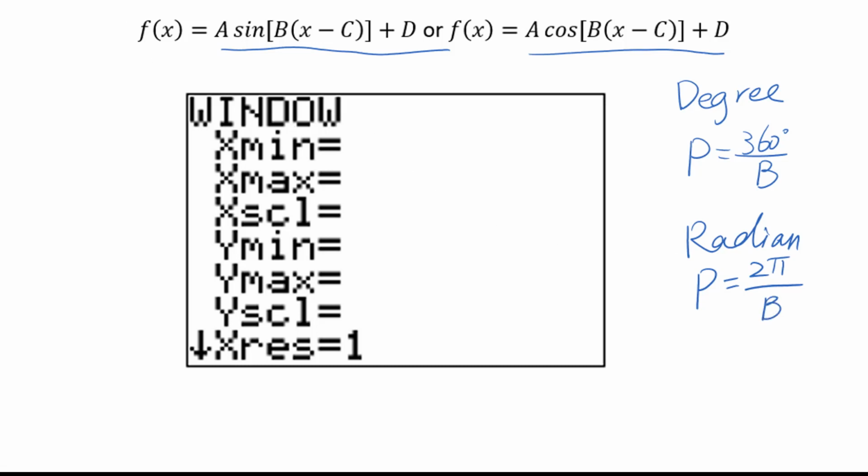Normally, we will set up the window like this. X minimum will be negative p. X maximum is a positive p. For the x scale will be p over 4.